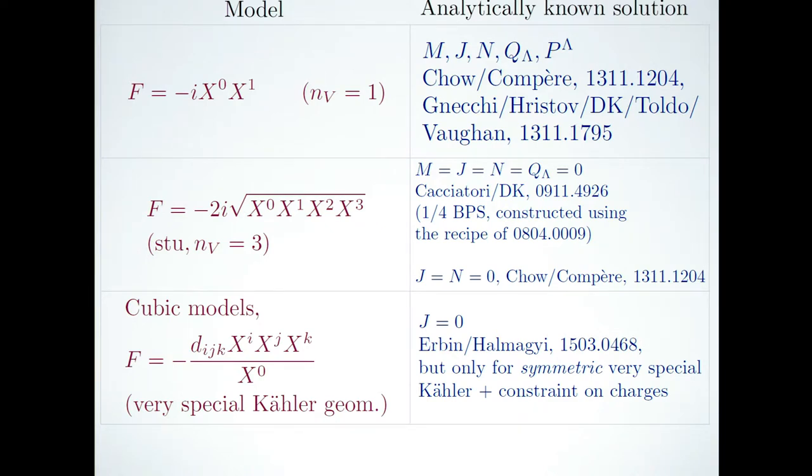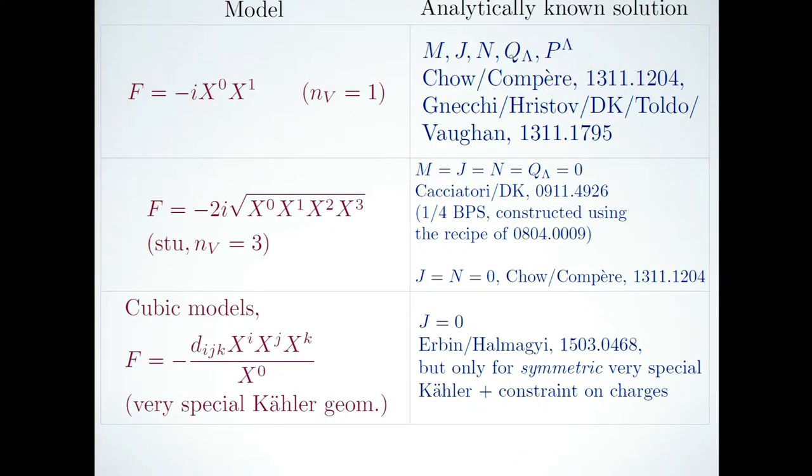Then a slightly more sophisticated model is the so-called STU model, which is this one. And this has three vector multiplets. This arises in compactifications: if you compactify 11-dimensional supergravity on a 7-sphere, and then you truncate again, you can obtain this model here.